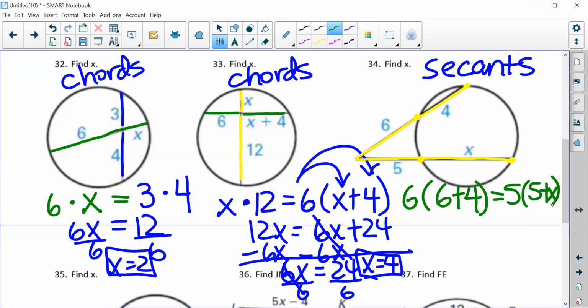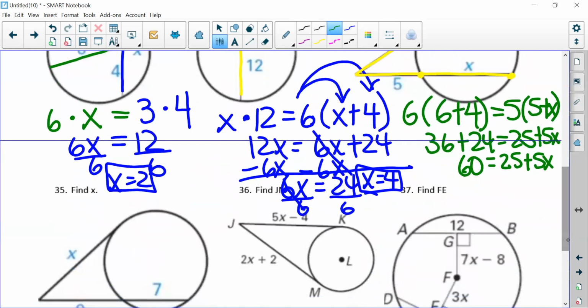Okay, we do have to distribute. 6 times 6 is 36, and 6 times 4 is 24. Bring down our equal sign. 5 times 5 is 25. 5 times X is 5X, okay? Y'all look, on the left-hand side, we have 36 plus 24. We can add them together and that's 60. So we have 60 is equal to 25 plus 5X, okay?